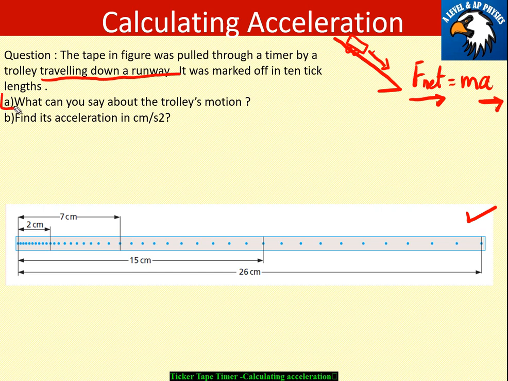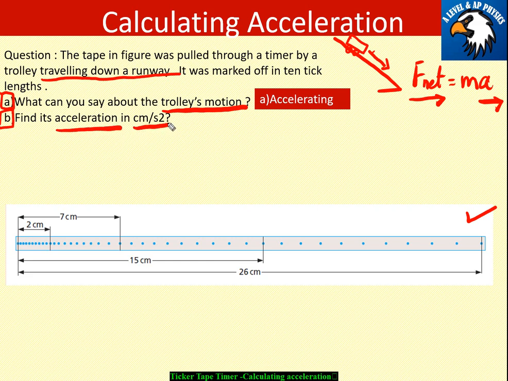Now, part A is simply asking us, we need to describe the motion of the trolley. So simply we can say the trolley is accelerating. Now, let's move on to part B. Part B is asking us to find acceleration and it has to be in centimeters per second per second.